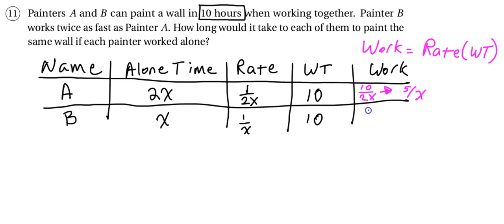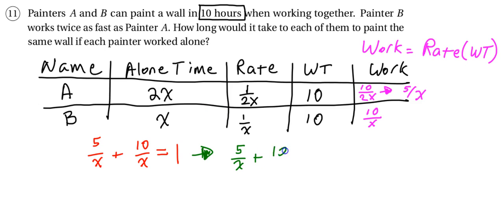Then taking a look at this one, I can see that this is going to give me 10 over x. I know that the work equation always says that you add the work that each person does together, and that will always equal 1 job. Now, these already have a common denominator, but this 1 doesn't look like a fraction that has a common denominator of x. So I'm going to say that this is 5 over x plus 10 over x equals 1 over 1.